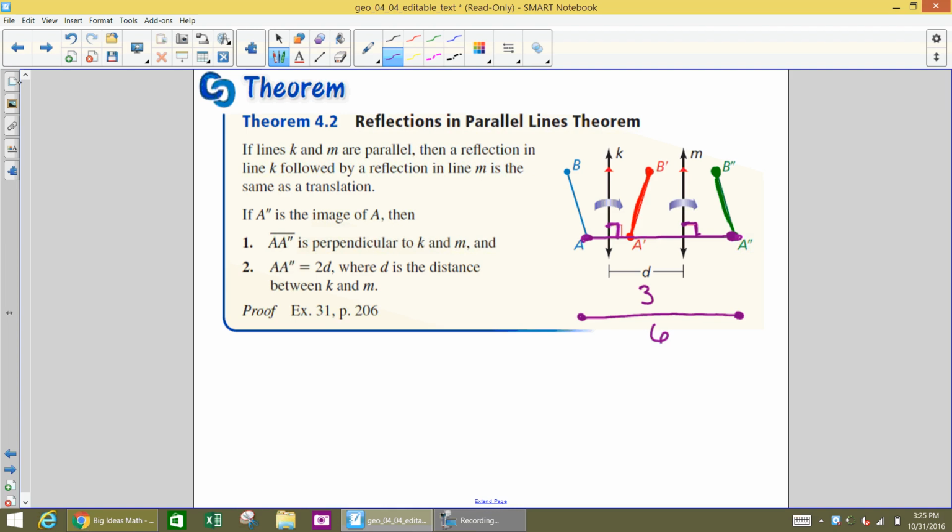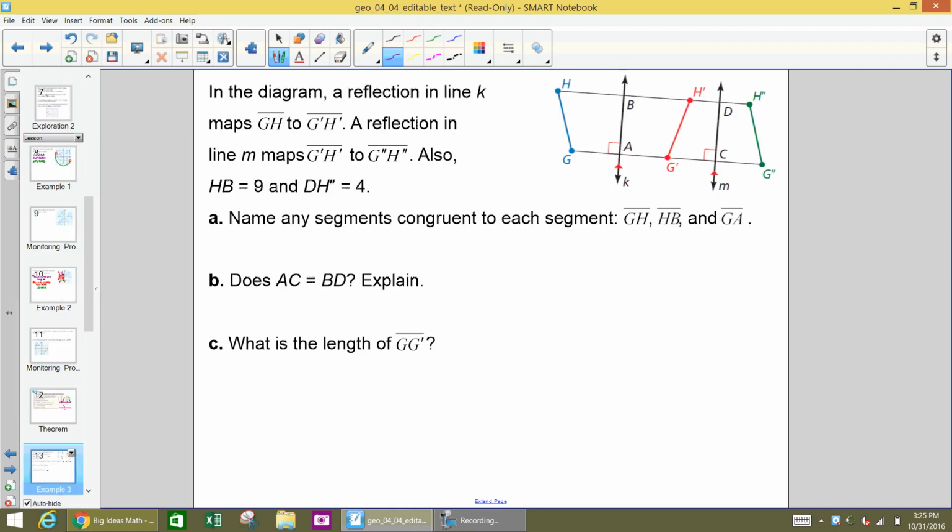So let's apply that knowledge. Here, in this diagram, we have a reflection in line K that maps GH, which is the blue segment, to G prime H prime, which is the red segment. And then a reflection in line M, which reflects G prime H prime, the red segment, to G double prime H double prime, which is the green segment.